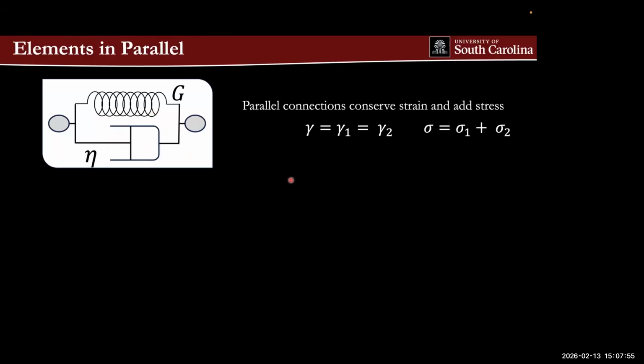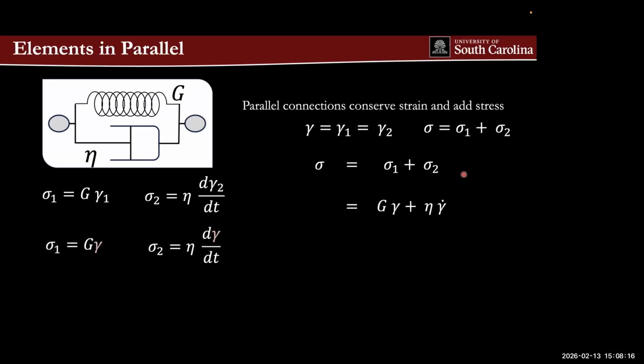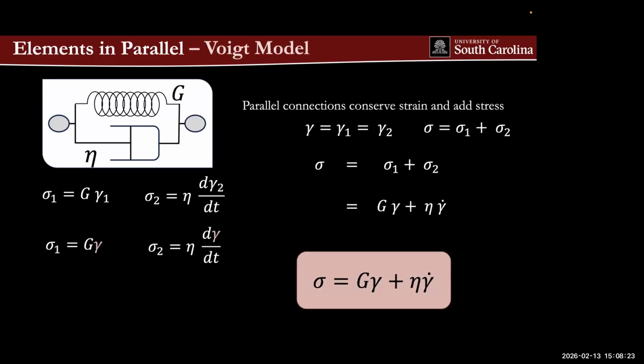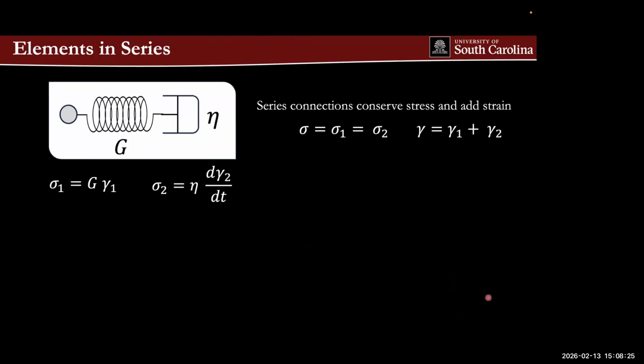So if I want to create the constitutive equation of my model for this particular configuration, I take the stress versus strain for one element, then for the other one, and I need to combine them. They have the same strain, so I don't need gamma 1 and gamma 2. And then I just combine them because the stresses are additive. And you just created your first viscoelastic model. And this model in particular is called the Voigt model.